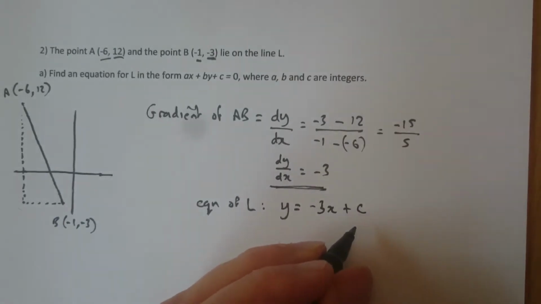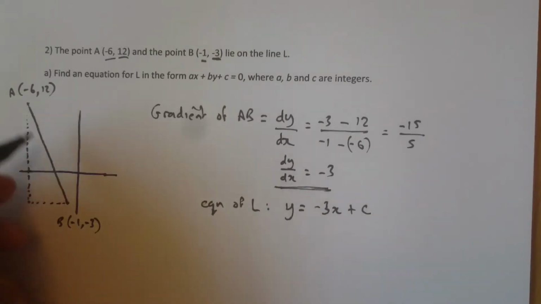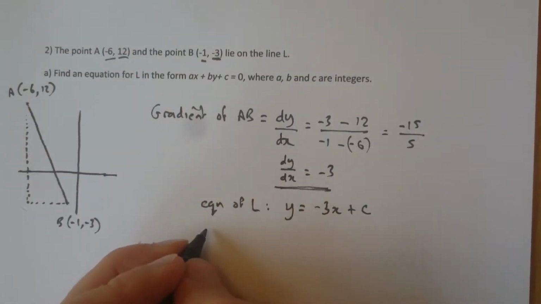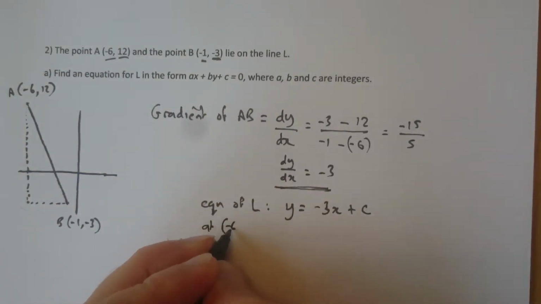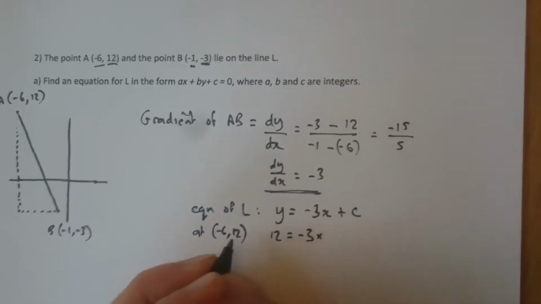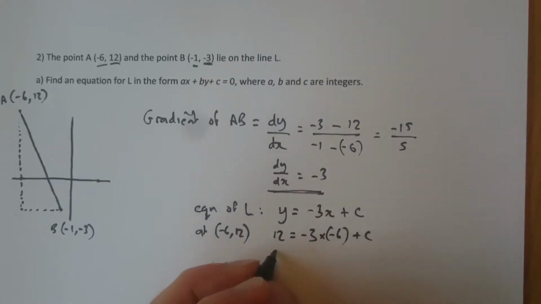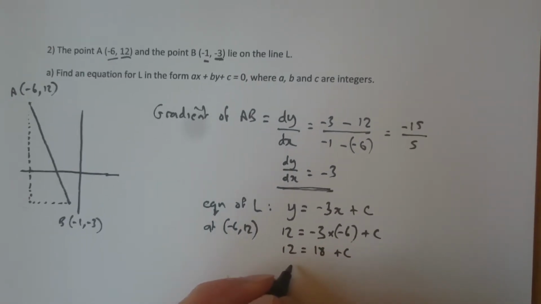How do we find the intercept? Well, just like in question 1, we're going to substitute. We've got 2 points to choose from. They're both on the line, so it doesn't matter which. I think I'll go for A. So we can say at the point minus 6, 12, it must be true that the value of y, 12, equals minus 3 times the value of x, minus 6, plus c, which gives us 12 equals 18 plus c. And when you take away 18, it's going to leave us that c equals minus 6.